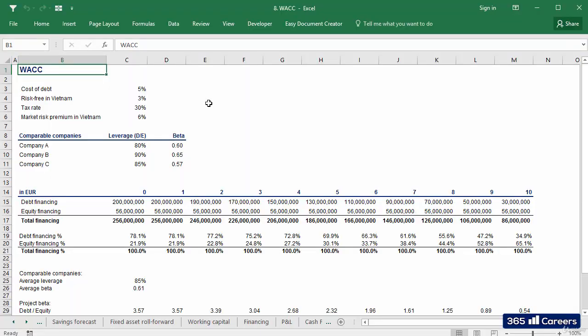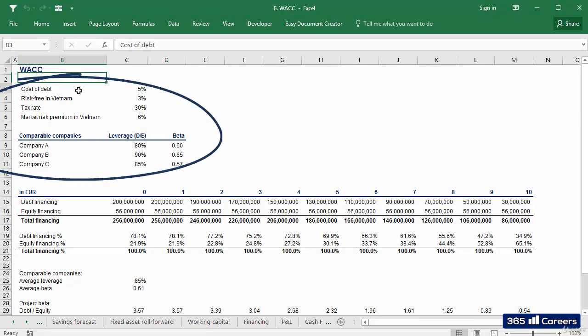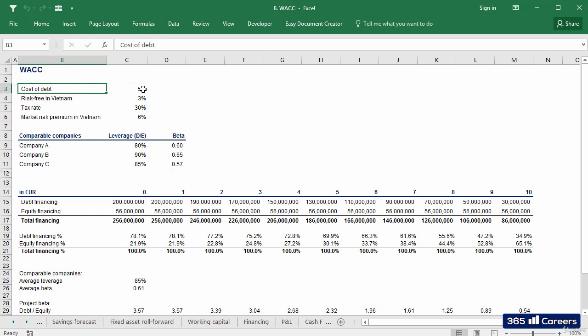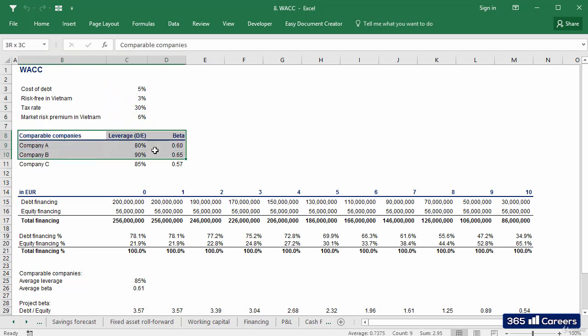In the WACC sheet, we have the following. First, we've copied some of the important inputs we'll need for this calculation: cost of debt, risk-free rate in Vietnam at the moment of performing the capital budgeting exercise, our tax rate, and the market risk premium in Vietnam. If some of these terms sound unfamiliar, don't worry, as we will explain them in more detail in our next lesson. Below, we have a table that compares the leverage and beta of comparable companies.